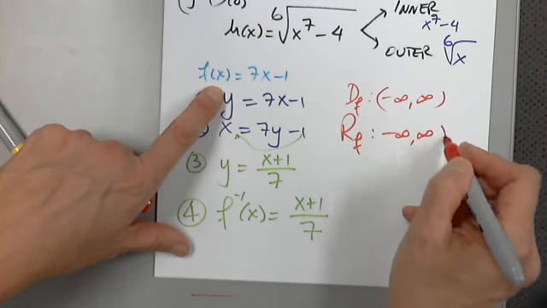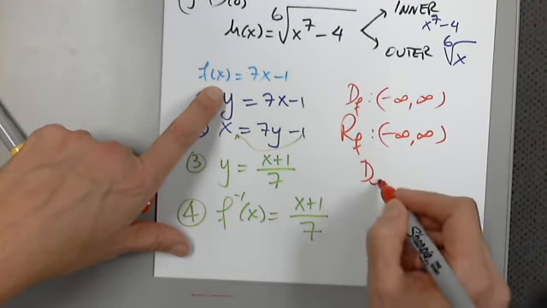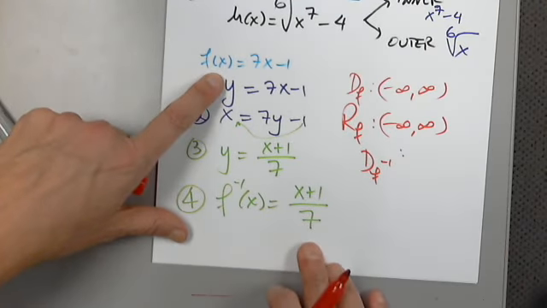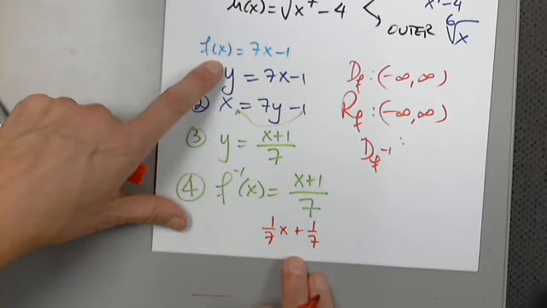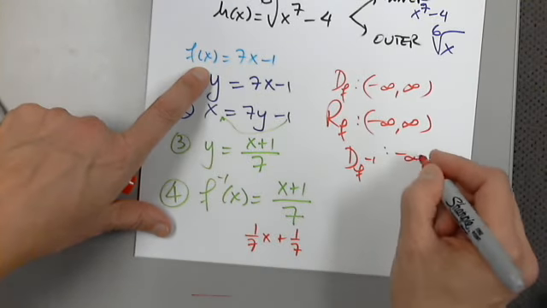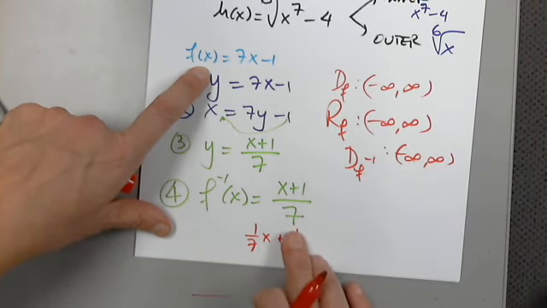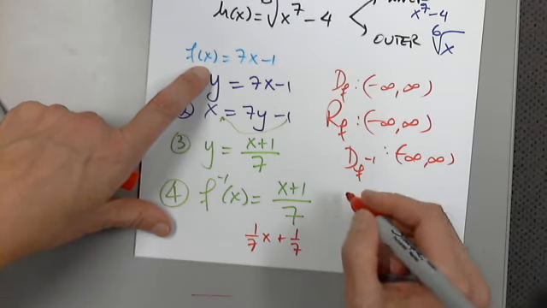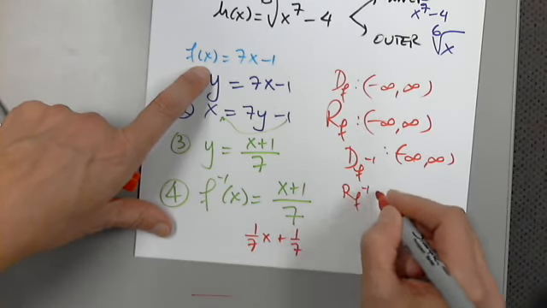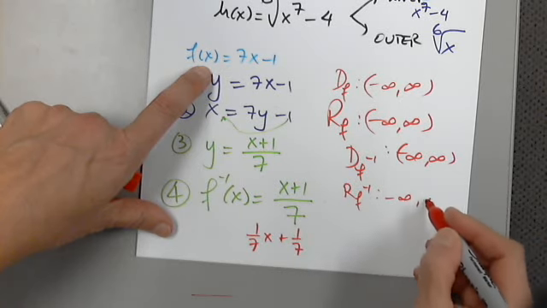Very good. What will you say about the domain of F inverse? Yes, because this is 1 over 7x plus 1 over 7. It's still a linear function. So remember, it's a rational only if it has x in the denominator. If it does not have x in the denominator and it does have a denominator, it cannot be rational. And the range of F inverse, since it's a line, it's still the same.